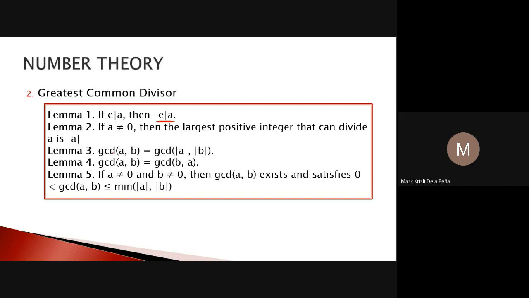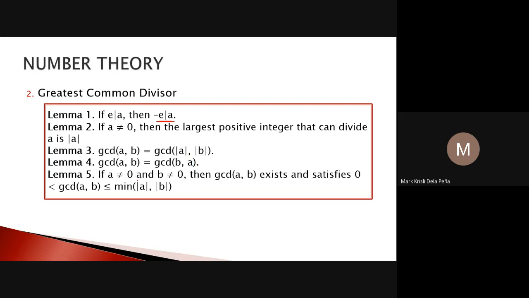The greatest common divisor of two integers is equal to the greatest common divisor of the absolute values of the two integers A and B. The greatest common divisor of A and B is also equal to the greatest common divisor of B and A. So this is the commutative property.